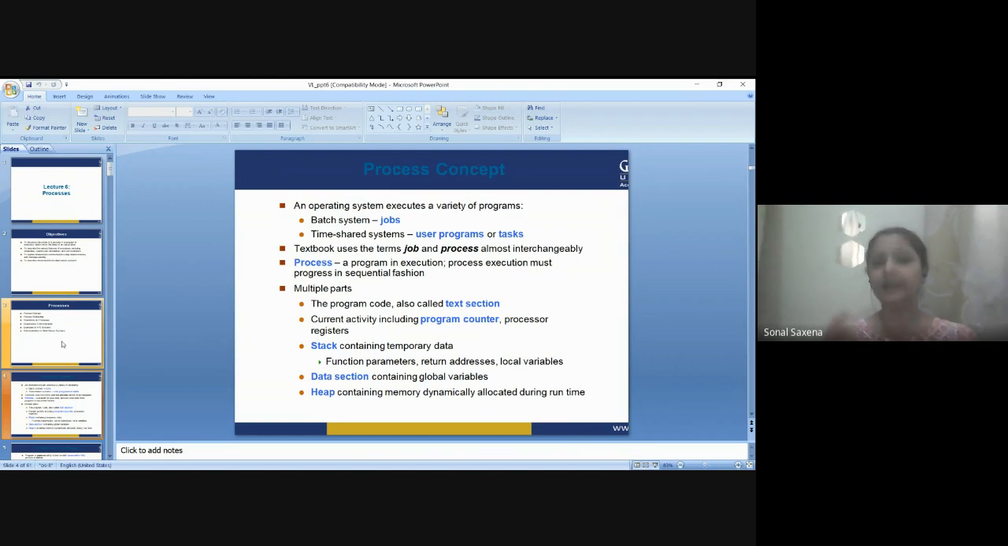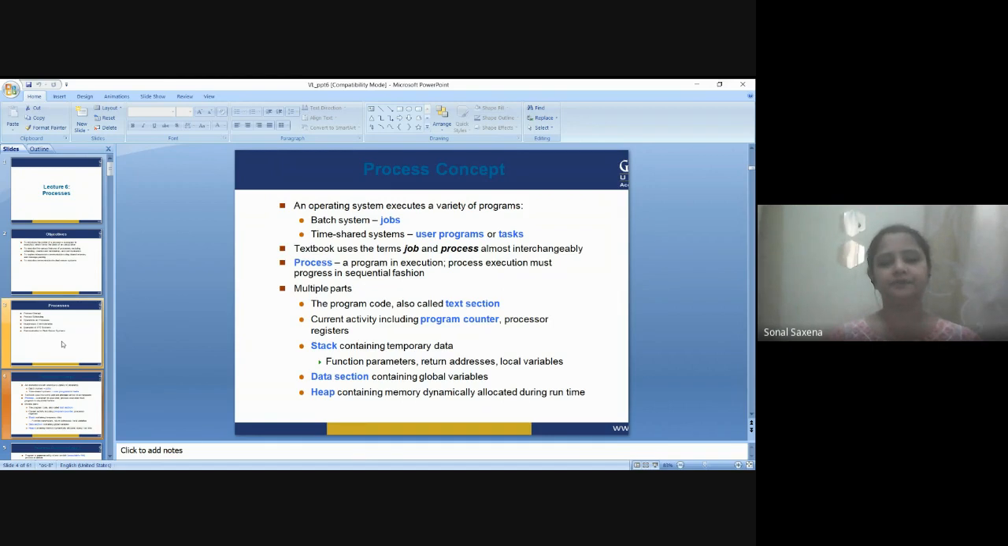In layman terms, your song is playing, but technically, what is happening internally is that it is a process. It is a program which is in execution. It is a song, a file which is playing itself, right? So this is basically the process. And the process execution must progress in a sequential fashion. That is also an important part. Whenever your program is in execution, it must happen sequentially, linearly. You cannot have it that first some part of the program runs, then another part of the program runs. No, it should run in a very sequential manner, right?